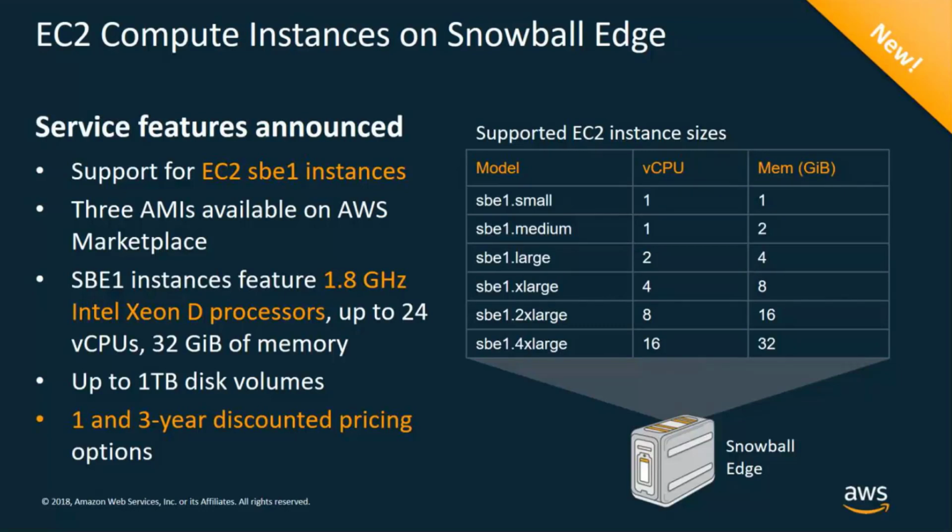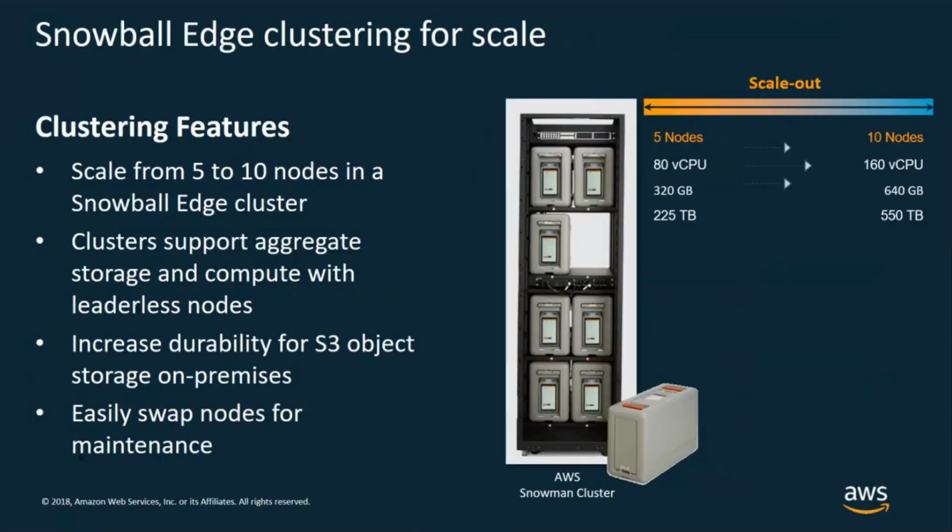Specs-wise, each Snowball Edge offers up to 24 vCPUs and 32 gigs of memory for use by your instances and up to 1 terabyte of disk capacity per boot volume. Lastly, we've introduced a couple new pricing terms and options, given that the use cases for edge compute often require longer deployment periods, and so you'll notice that 1 and 3 year pricing referenced on the bottom.